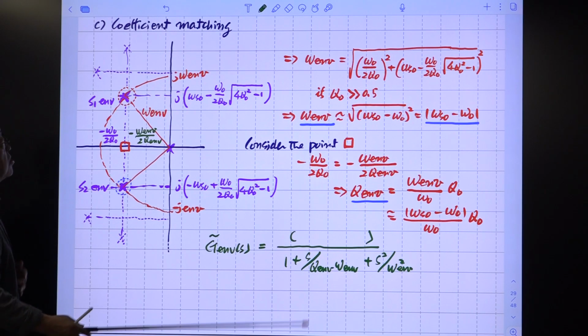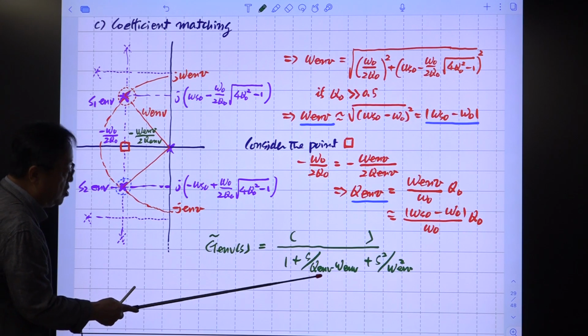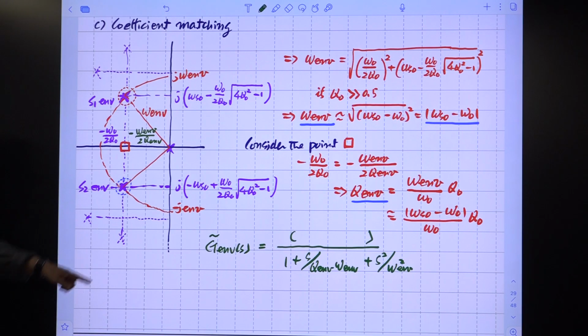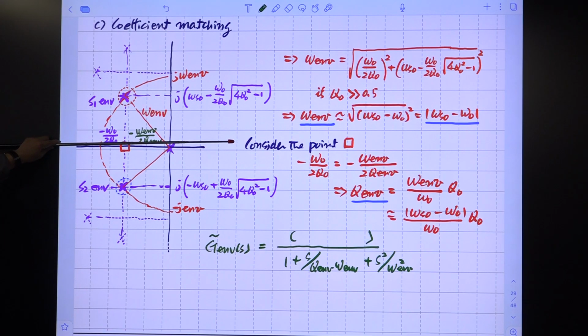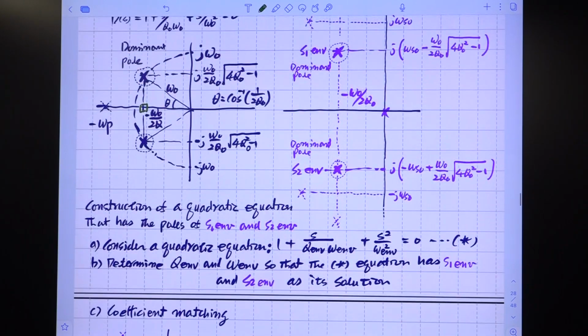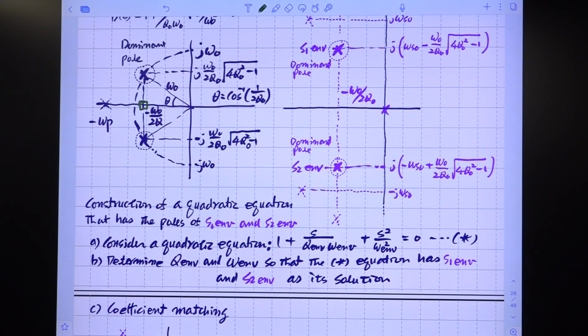Right? Another one is we need to find this QENV. Right? This one is very easy because this real axis is the same. This distance is the same as the previous one because this pole was shifted somewhere here, but this x coordinate is not changing. Let me go back to this one. This coordinate and this coordinate remain the same, okay?